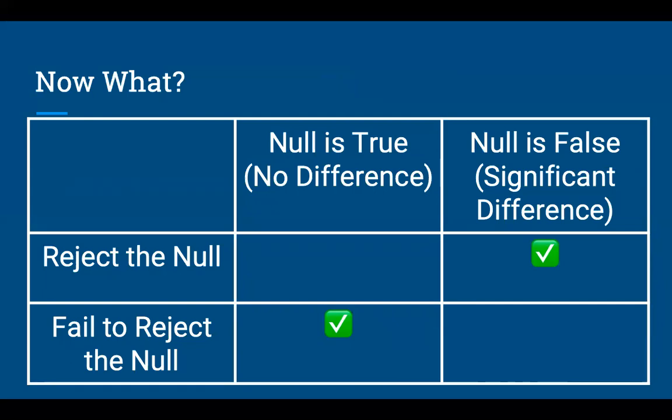If my null is false, which is exactly what happened, and I rejected it, I'm in great shape. So I said my null was going to be there's no difference. Turns out there was. So I reject the null. I did not commit any types of errors. Now, if my null was true and there was no difference, and I failed to reject the null, so I accepted it, again, I'm still in great shape.